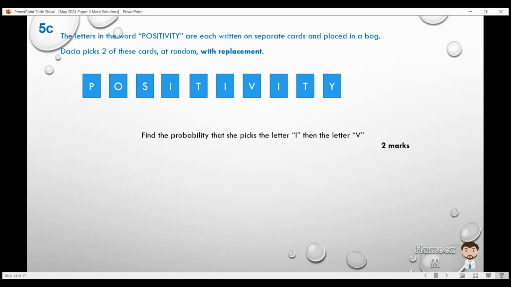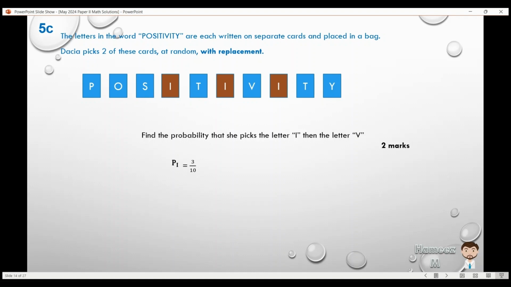Find the probability that she picks the letter I and then the letter V. So you'd like to find the probability of that occurrence happening. With these 2 different events, the probability of picking an I, if we look at it, 1 I, 2 I's, 3 I's, so there are 3 possibilities of her picking the letter I out of 10. So the probability of picking the letter I is 3 out of 10.